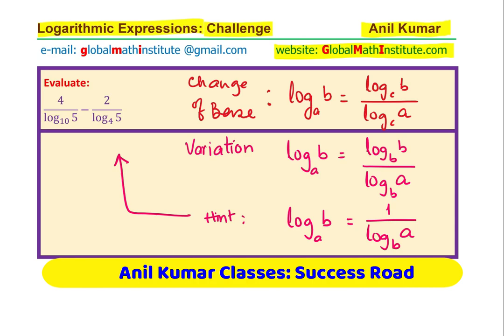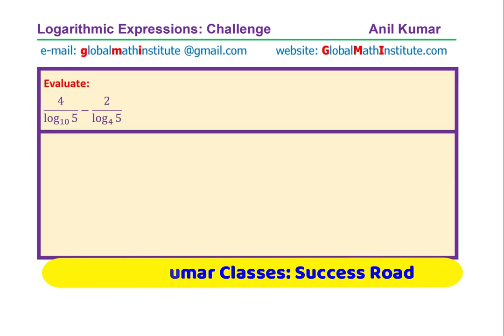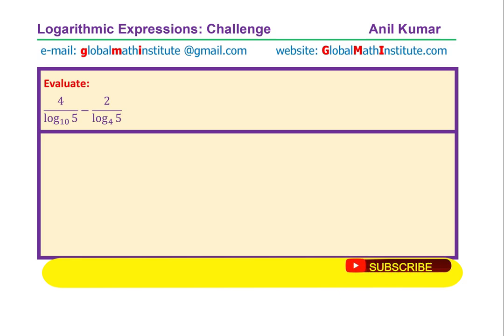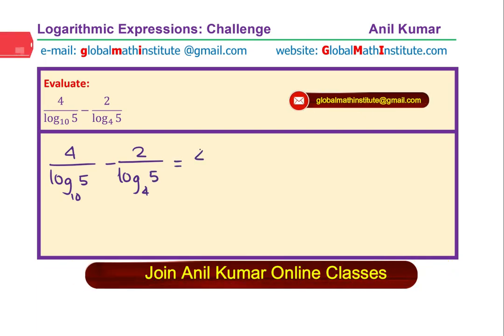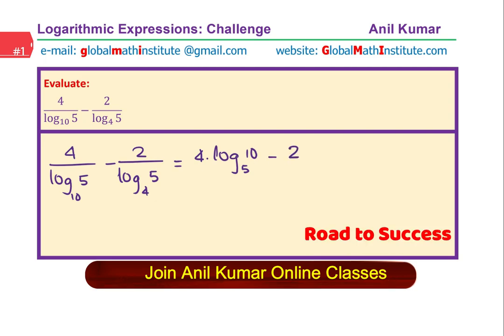So let's move forward in solving this particular question. We'll use this identity, which is writing them as a reciprocal. Let me rewrite this expression now. So we have 4 over log to the base 10 of 5 minus 2 over log to the base 4 of 5, right? So I can rewrite this as 4 times log to the base, swap it, right, 5 of 10. Do you see that? Minus 2 times log to the base 5 of 4.